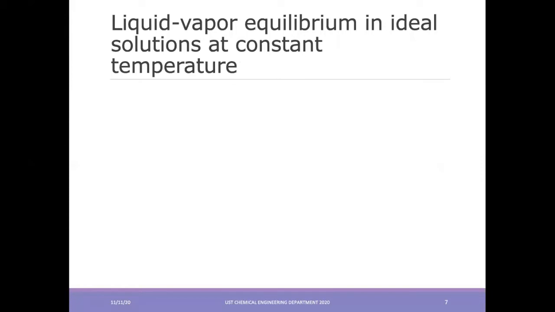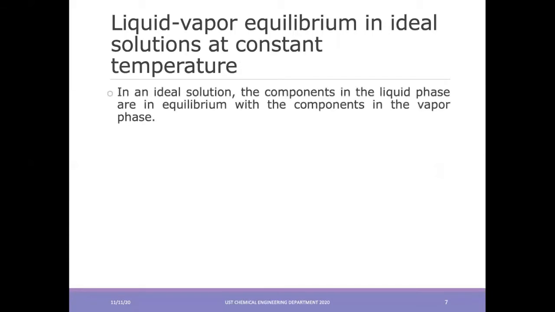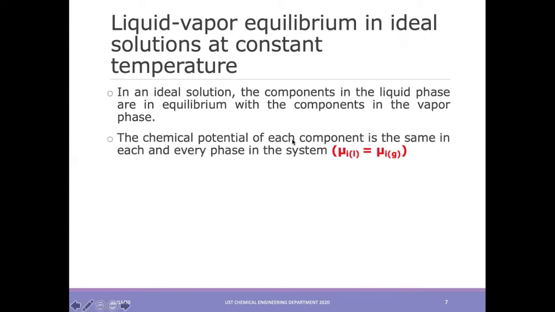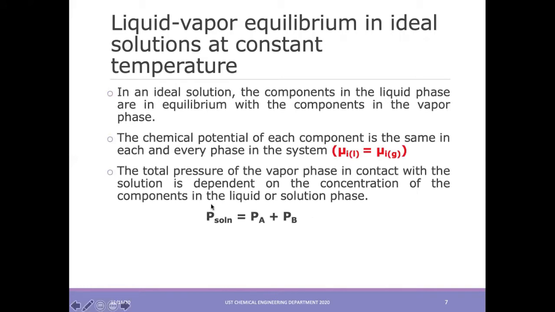Okay, for liquid-vapor equilibrium in ideal solutions at constant temperature. In an ideal solution, the components in the liquid phase are in equilibrium with the components in the vapor phase. If this is in equilibrium, we know that the chemical potential of each component is the same in each and every phase in the system. So the chemical potential in the liquid is equal to the chemical potential in the gas phase. Therefore, the total pressure of the vapor phase in contact with the solution is dependent on the concentration of the components in the liquid or solution phase.